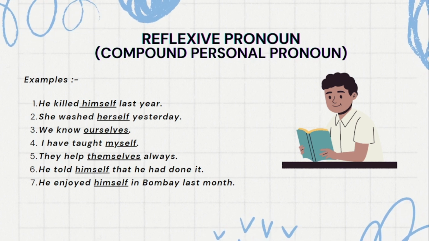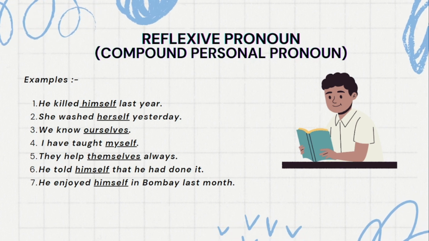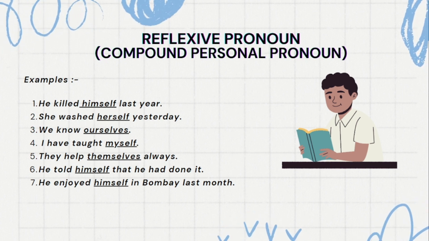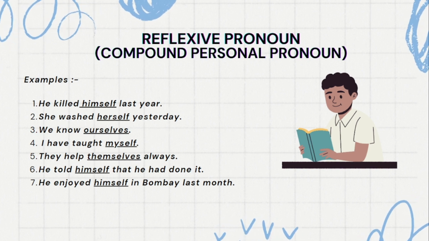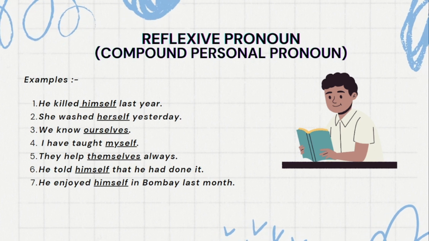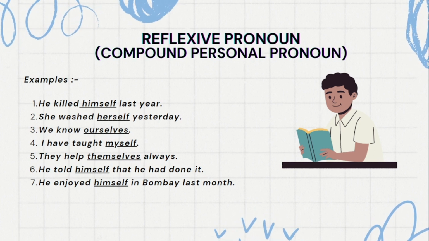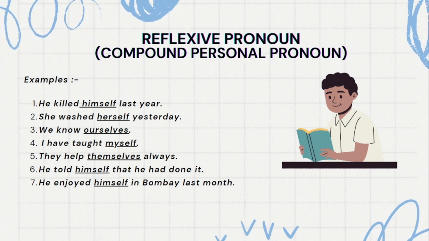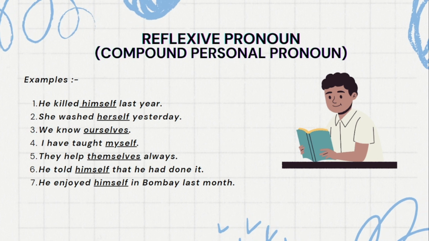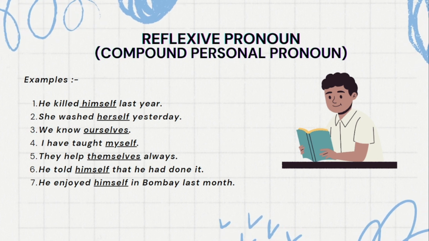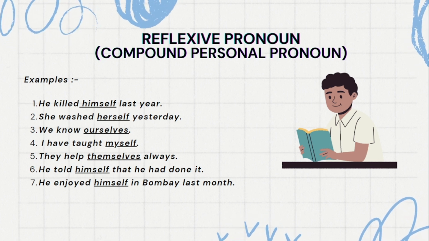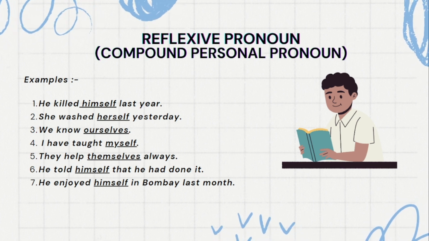Next, second example. She washed herself yesterday. In this sentence, she is the subject, washed is the main verb. Then find out the object. Whom washed? Herself. Herself is the object. Here the doer of the action is she. Receiver of the action is herself. Both are the same person. Observe it. Here, the reflexive pronoun herself turns the action of the verb washed falls upon the subject she.